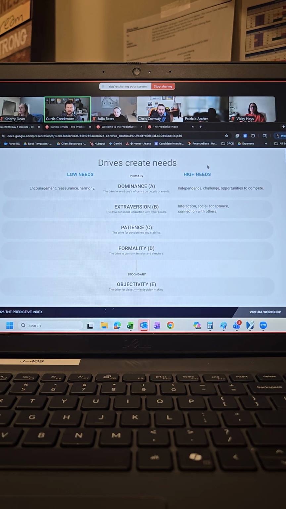So if the motivating needs are freedom from controls, flexibility, and the ability to delegate details, what drive would that be associated with?